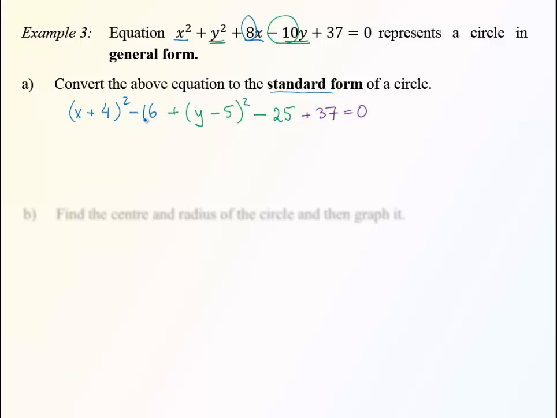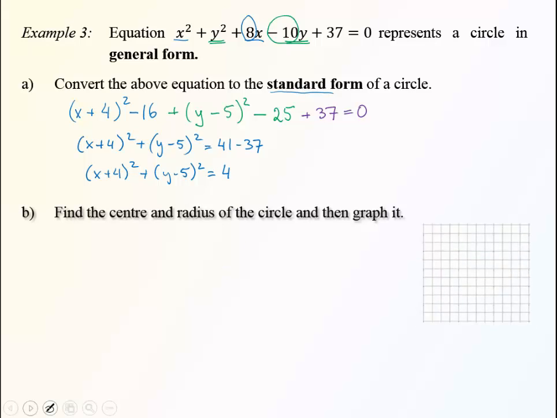So now what's left to do is to put together all the constant numbers and bring them to the other side. (x plus 4) squared plus (y minus 5) squared equals -16 and -25, which is -41. On the other side will be +41, and 37 to the other side -37. So altogether we have just 4. Therefore we can write in the final answer first bracket squared, second bracket squared equals 4.